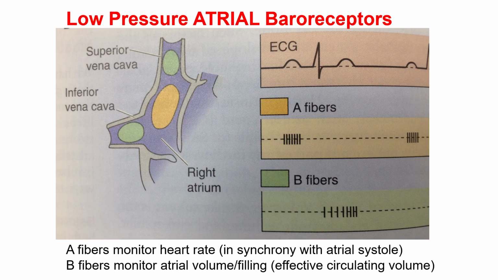So here is the anatomic location of these low pressure atrial baroreceptors, and they are of two types. There are the A fibers, which monitor heart rate, and there are the B fibers, which monitor atrial volume filling or effective circulating volume. So if they detect an increase in volume, then they will increase salt and water excretion, and if they detect a decrease in intravascular volume, then they will promote salt and water retention.